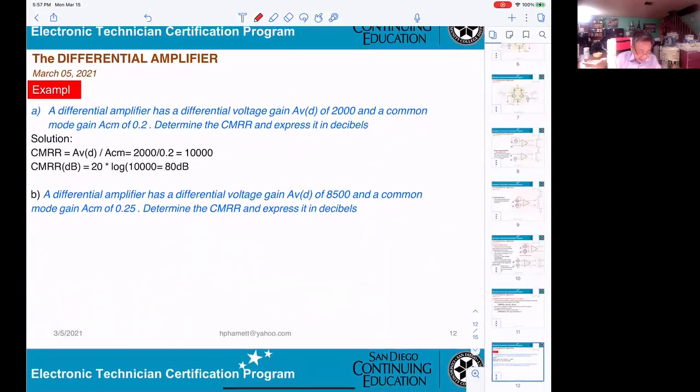Okay, they give you an example. A differential amplifier has a differential voltage gain, AVD, equal to 1000, and a common mode gain, ACM, of 0.2. They want to know the CMRR and express it in decibels. So CMRR equals AVD divided by ACM, 2000 divided by 0.2, you get 10,000. And now you convert it to decibels. Take 20 times log of 10,000, you get 80 dB.